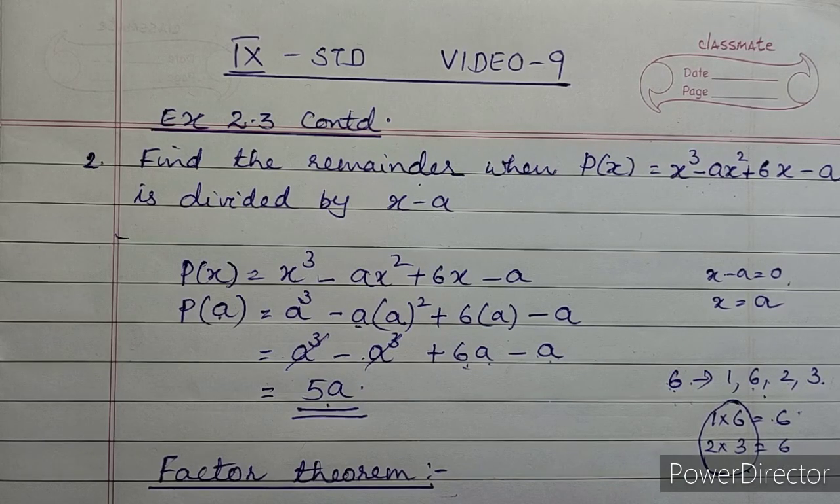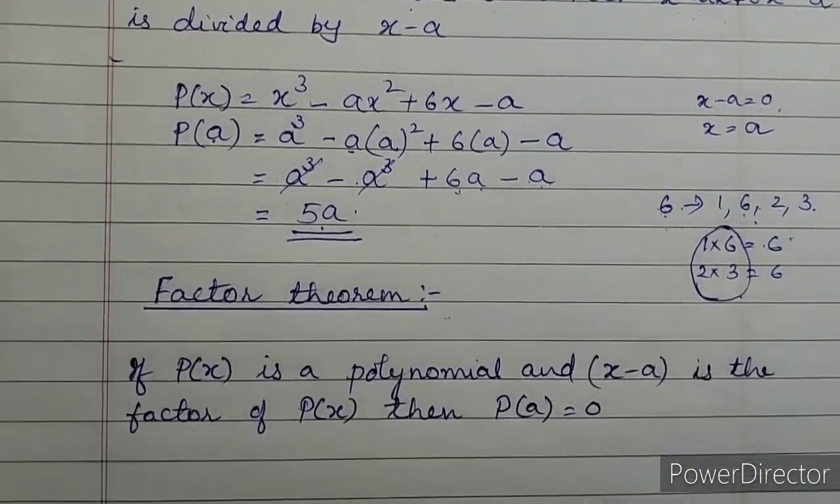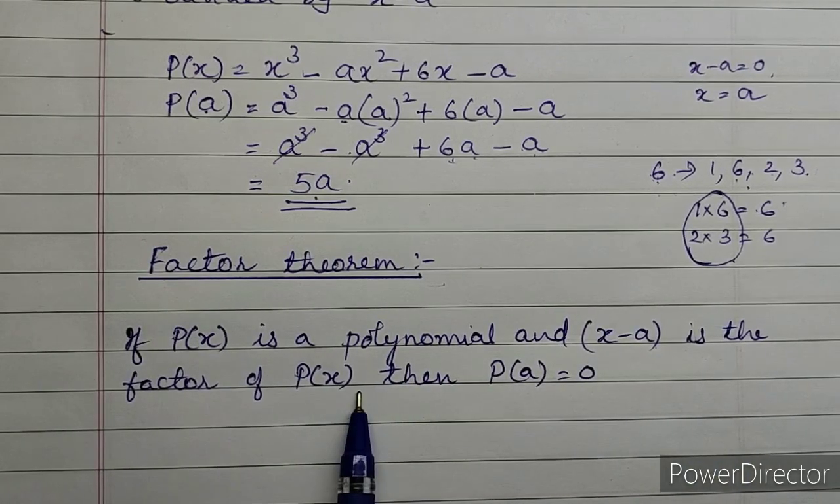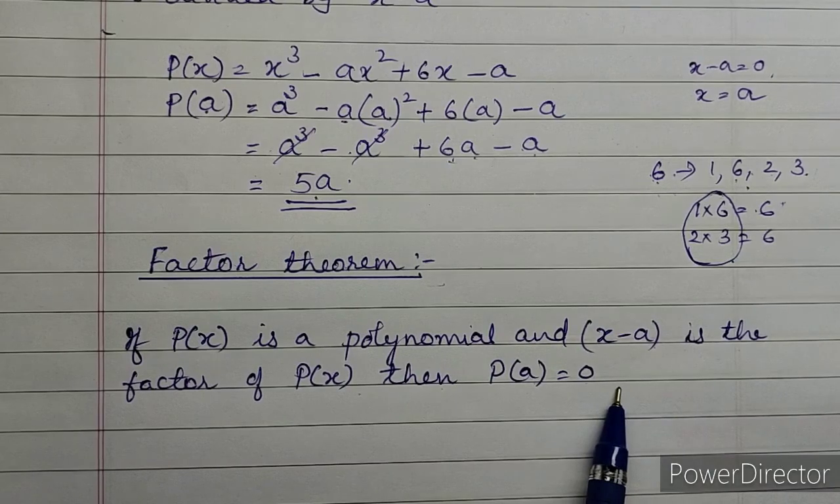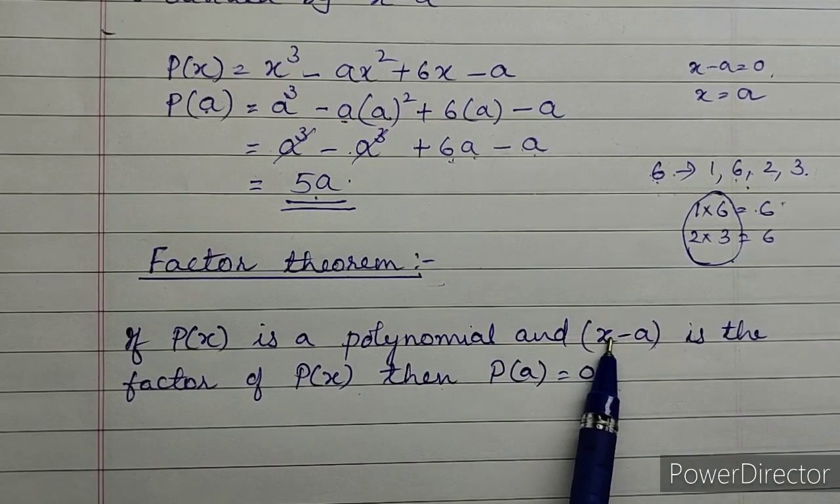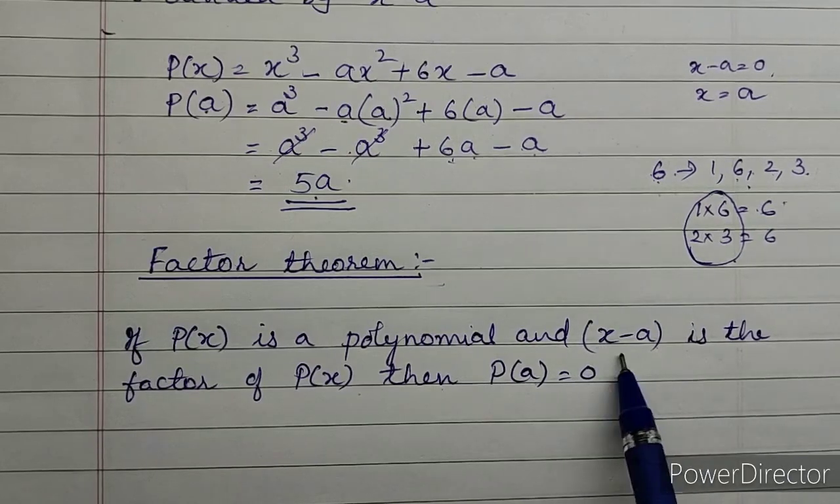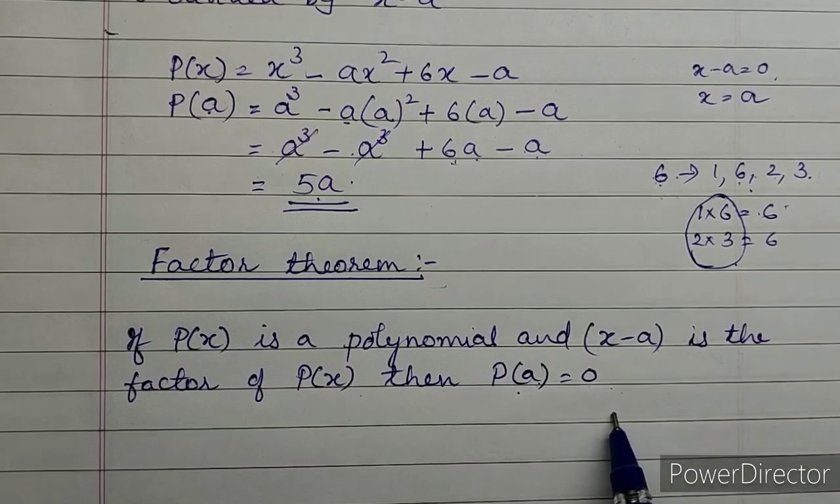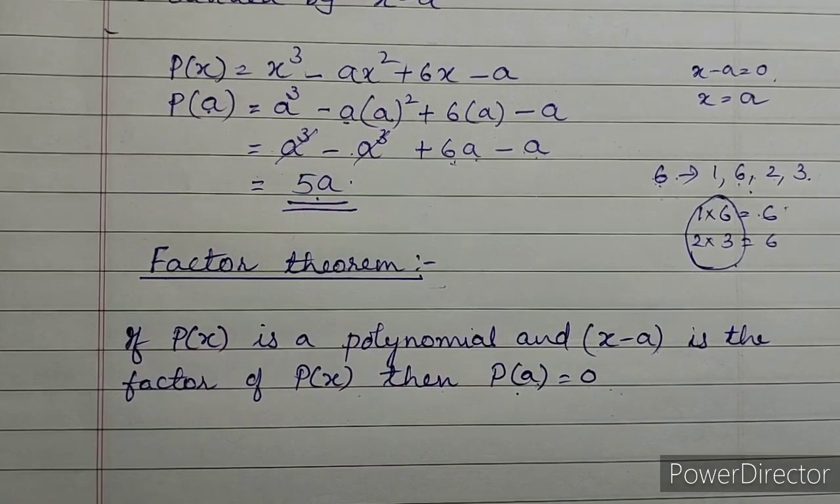So in the polynomial case also, if p of x is a polynomial and x minus a is a factor, then when we divide p of x by x minus a, the remainder will be 0. Or in definition, if p of x is a polynomial and x minus a is a factor of p of x, then p of a equals 0. Same as the remainder theorem, if x minus a is given, you take the opposite sign, so p of a equals 0. This is the factor theorem in polynomials.